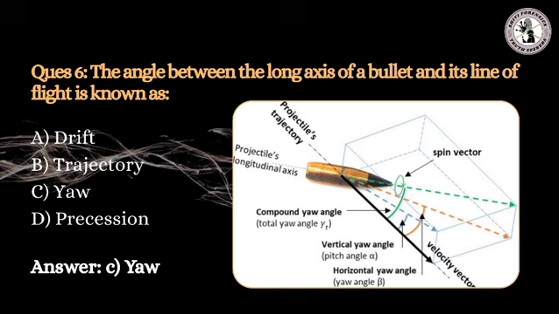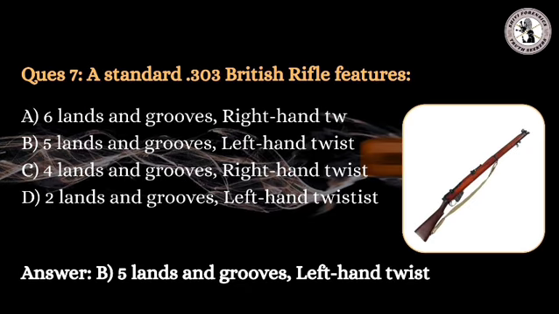And here is a tip for the fact exam. The .303 British rifle is famous for having 5 lands and grooves with a left hand twist. Most other rifles have a right hand twist, making the .303 a very popular exam question.